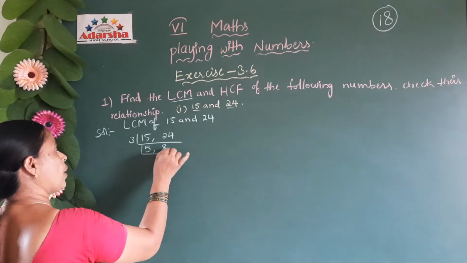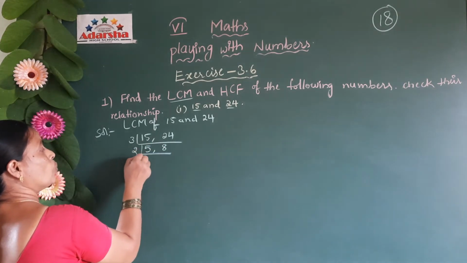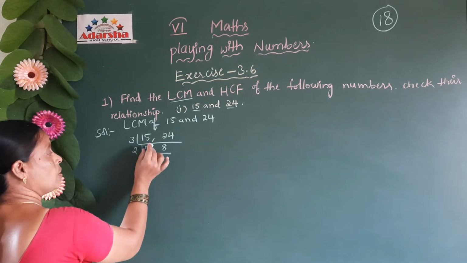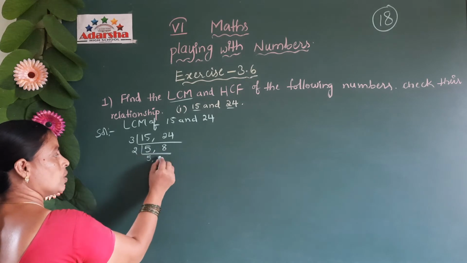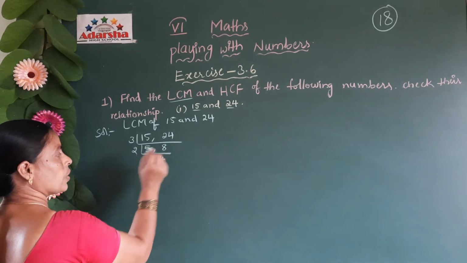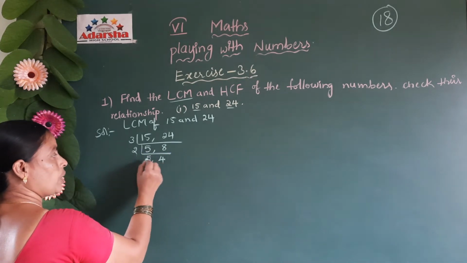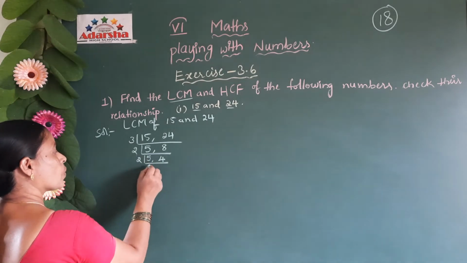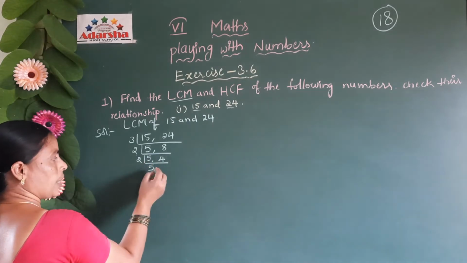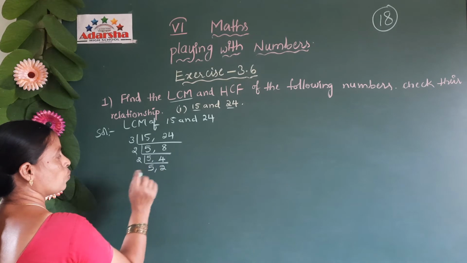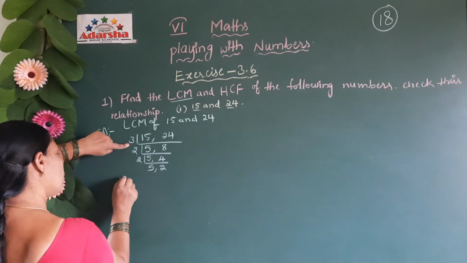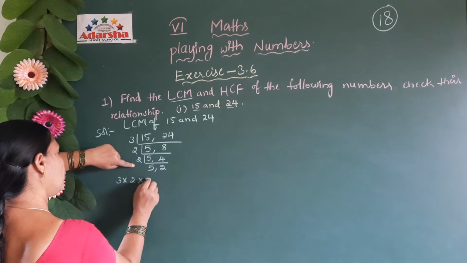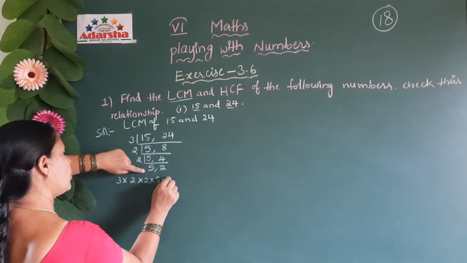So we divide 8 by 2. 5 is not divisible, so write it as it is. 2 4s are 8. Now again 4 is divisible by 2. 5 is not divisible, so write as it is. 2 2s are 4. Now we have 3 into 2 into 2 into 5 into 2.